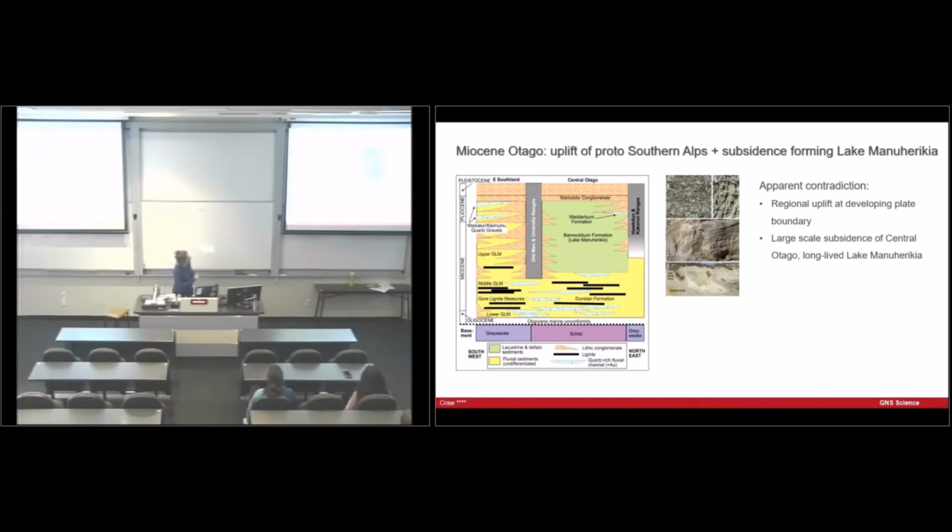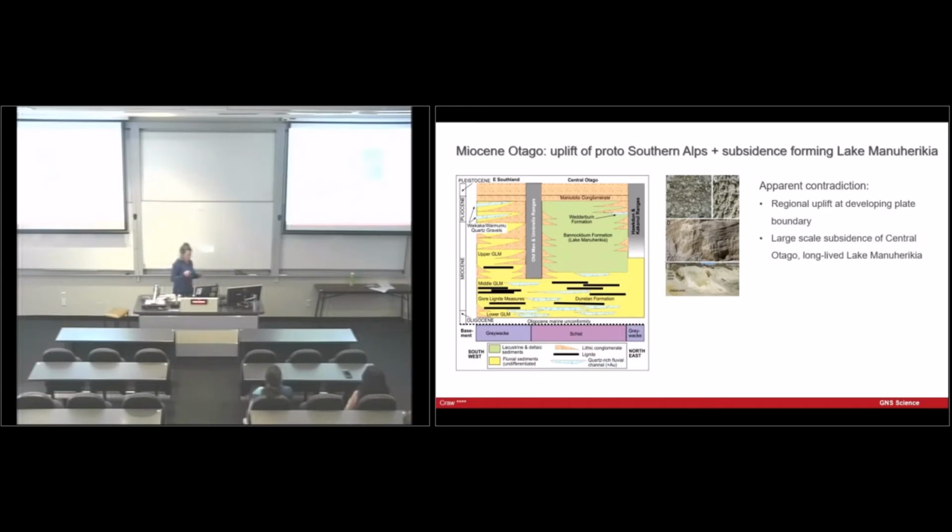So in the Miocene, where we had uplift on the Proto-Southern Alps and subsidence forming Lake Manuherikia, the boundary between those two is the boundary between the greywacke in Southland and the schist in Otago. So this is work Dave Craw put together.